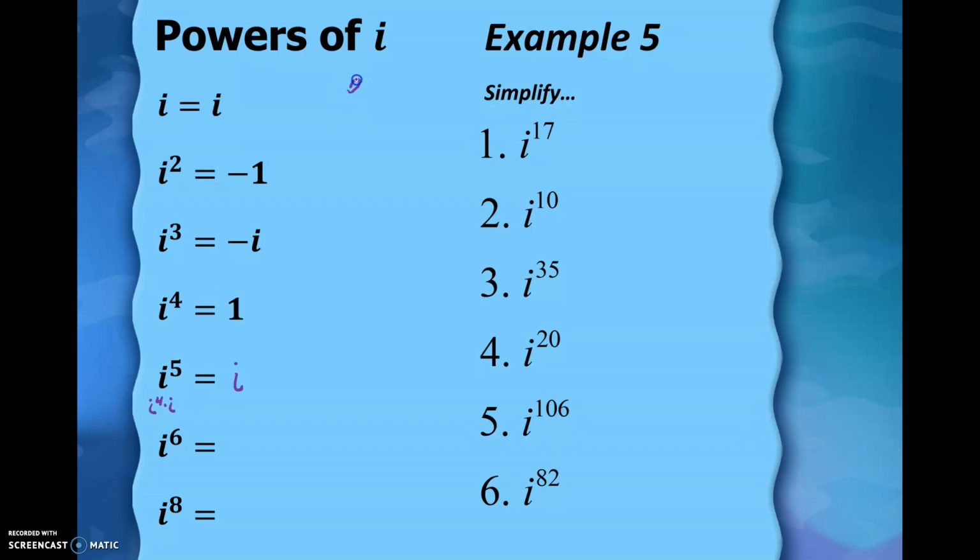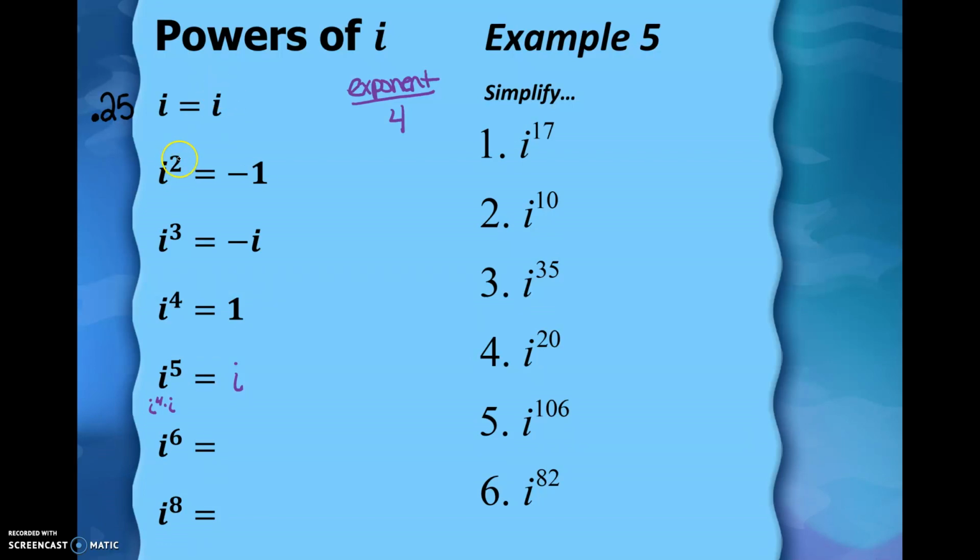I want you to take the exponent divided by 4 and see what the remainder is. Remainder meaning, if you do 5 divided by 4, you get 1.25. That's 1 and 0.25, so 1 and 1/4. So look at the decimal. If the decimal is 0.25, you are going to have i as your answer.